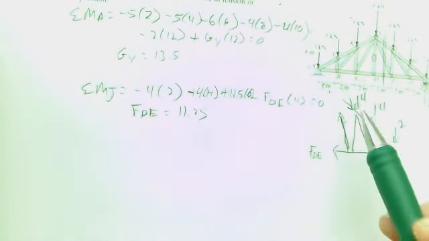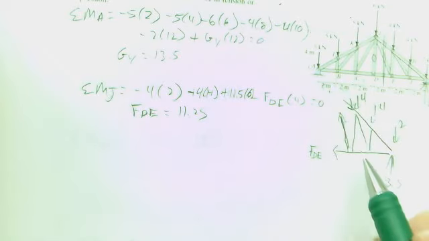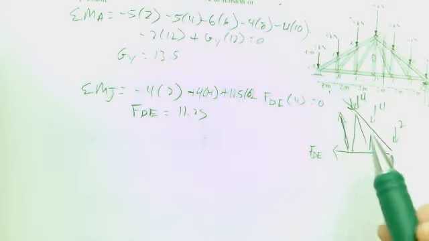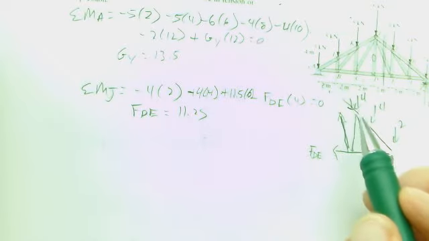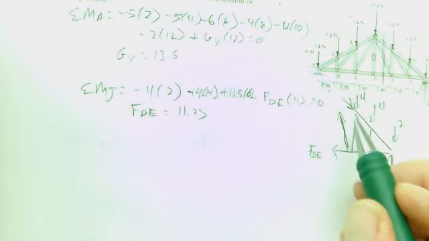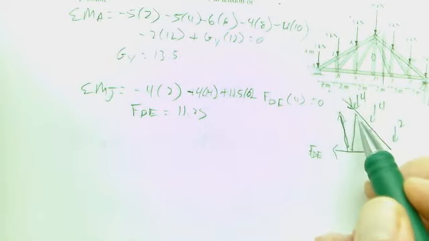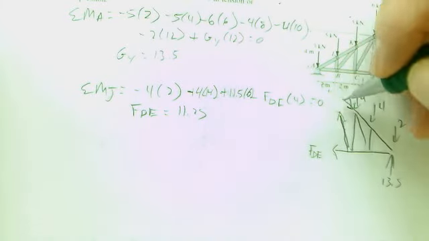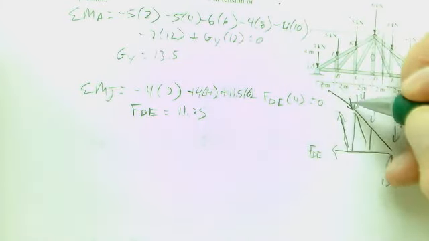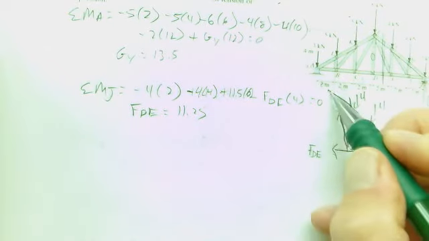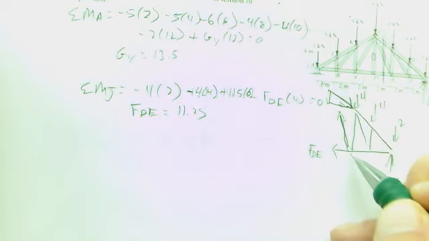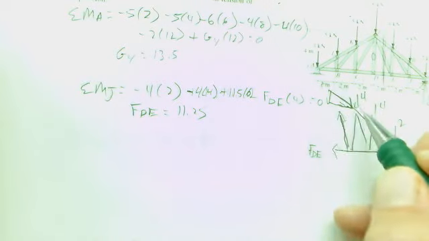Now the next thing I'm going to do is sum the moments about the point E. If I sum the moments about point E, then those two forces don't matter, and I can solve for just the x component of this. The y component of FIJ, let's draw that better. The y component will go through point E, so it doesn't matter. All that matters is the x component.